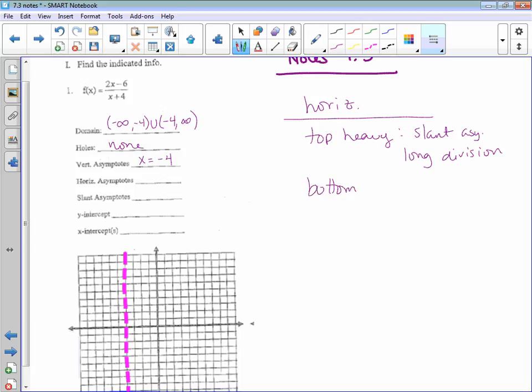What if it's bottom heavy? Then it's just y equals 0 for your horizontal asymptote. And again, we're talking about the degree being bigger in the denominator. That's bottom heavy. Third one is equal. You divide leading coefficients. So this one, do you guys see how this is equal? When I divide my leading coefficients, I'm just looking at 2x over x. What do I get? 2, so you have a horizontal asymptote at y equals 2.